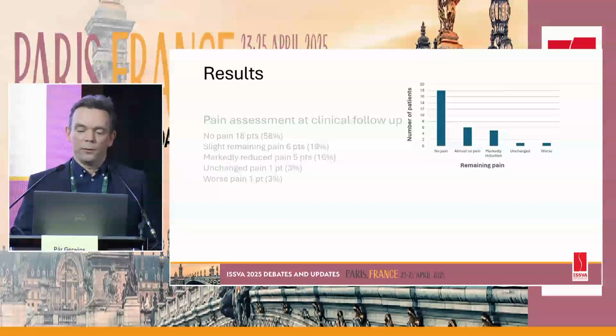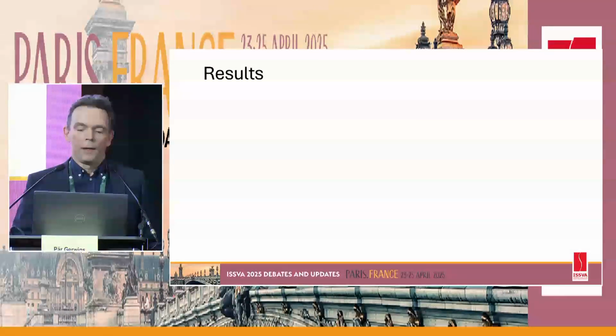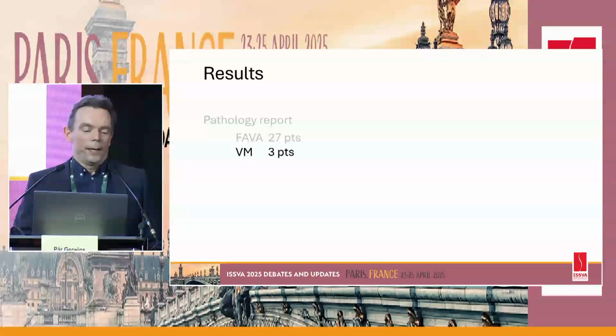And this is just the same thing in the diagram. So the ones that had unchanged or worse pain were the patients with the lesions in the back muscle. And then about the results, when it comes to pathology, how well did our clinical measures actually fit with FAVA? They were sent for pathology, and the pathologist said FAVA in 27 patients, venous malformations in 3 patients, and actually AVM in 1 patient.